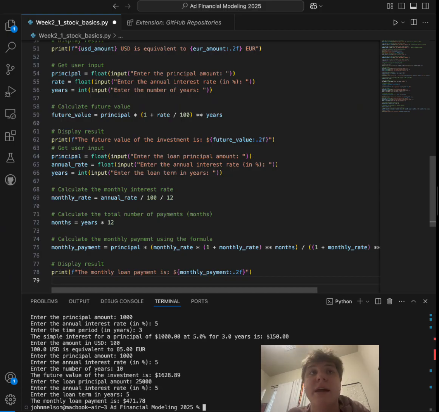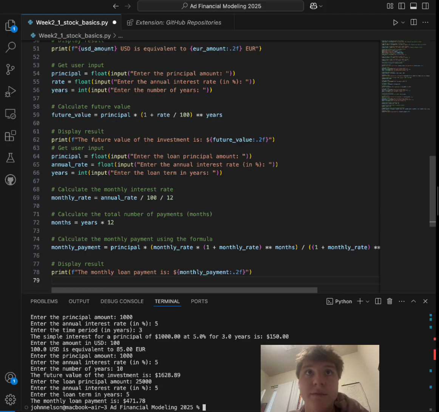Given principal, interest rate, and years. So if you look at line 63, number sign, get user input. Principal equals float input, enter the loan principal amount. Annual rate equals float input, enter annual interest rate in percentage. And years equals input, enter the loan term in years.